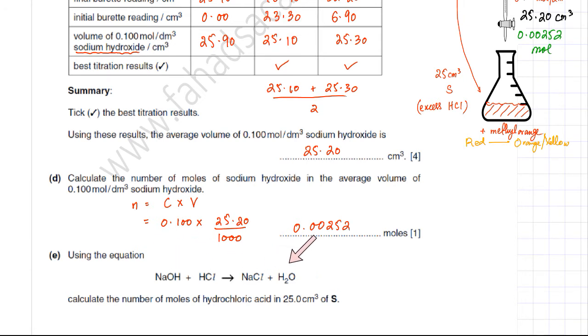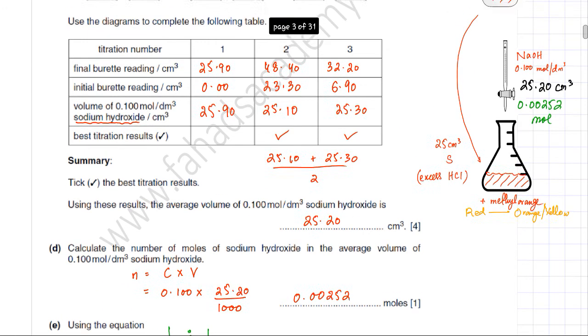HCl produces NaCl and H2O, calculate the number of moles of hydrochloric acid in 25 cm cube of S. So 25 cm cube of S is this thing over here. And according to the equation, 1 NaOH reacts with exactly 1 HCl. So the ratio in which NaOH and HCl react is 1:1. So the amount of moles of NaOH and HCl are going to be exactly the same.